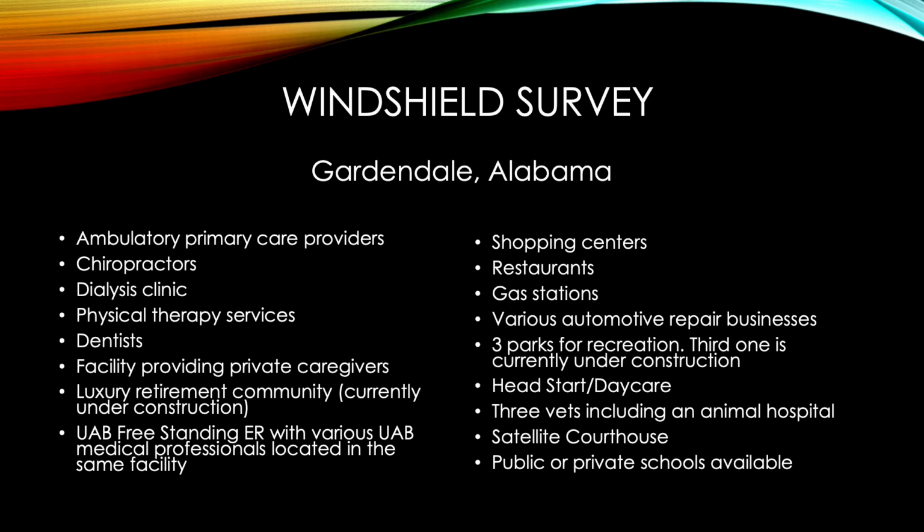In the PowerPoint below, you can see all of the different resources that we have available within the city. Examples of this regarding healthcare are all the ambulatory primary care providers that are available, the chiropractors, dialysis clinic, physical therapy services, dentist, facilities that actually provide private caregivers, and UAB freestanding ER, which we acquired approximately 3 years ago. You can see many other listed resources such as shopping centers, restaurants, gas stations, and 3 parks for recreation. The 3rd one's actually under construction currently.